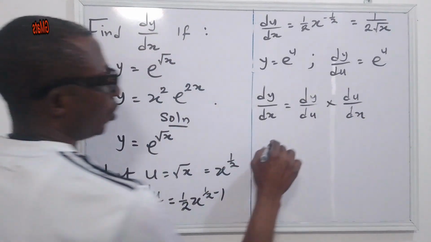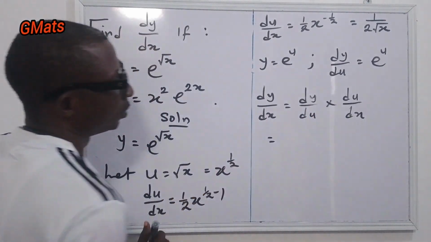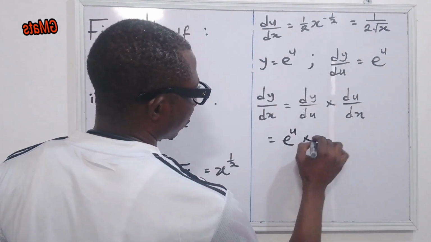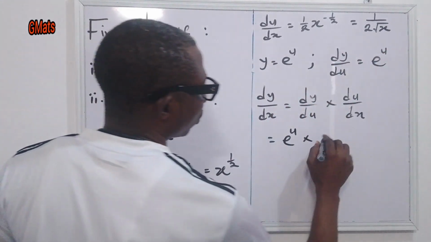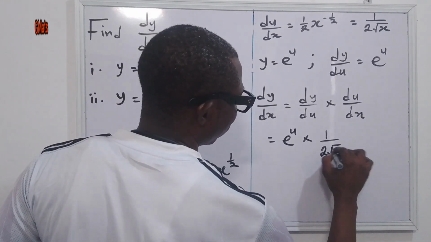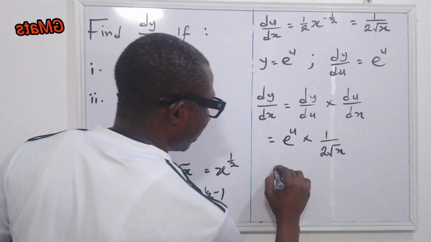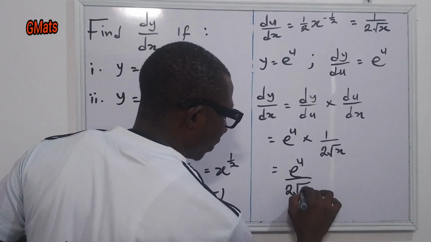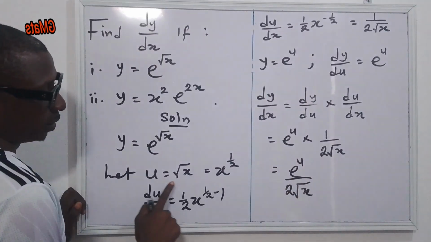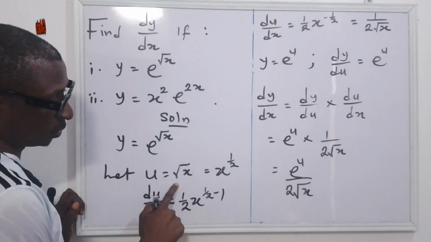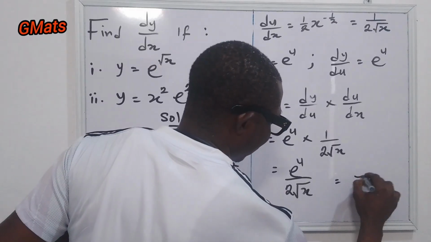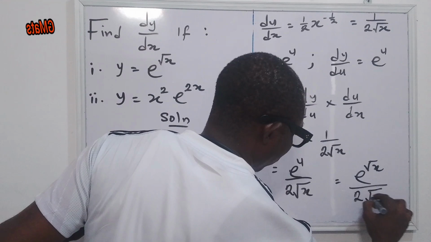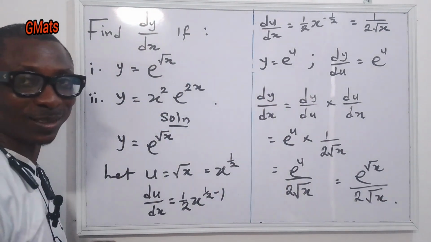So what is dy/du? Now dy/du is e raised to the power of u, times du/dx, which is 1 over 2 square root of x. That's the same thing as e raised to the power of u over 2 square root of x. And don't forget, u is the same thing as square root of x. So that means our final answer is e raised to the power of square root of x over 2 square root of x. So that is the answer to the problem.